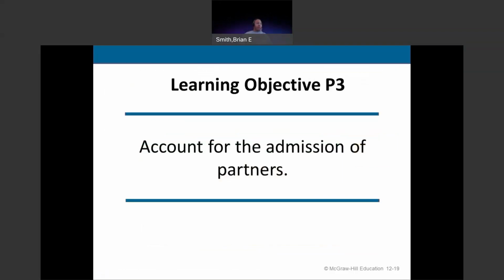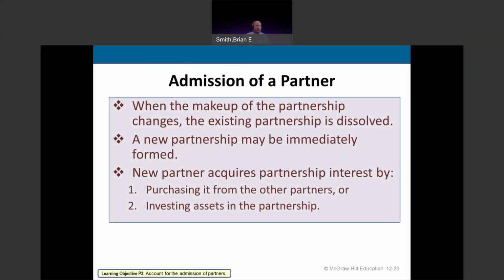So now, what if these two partners decide they want to add another partner? Okay, we could do it in several different ways.